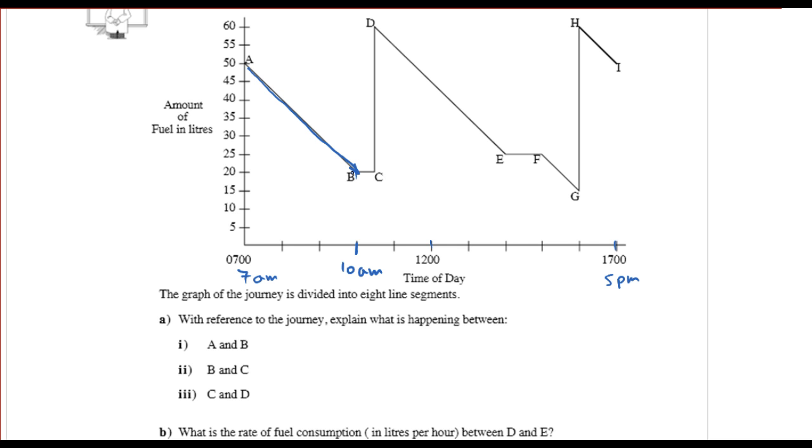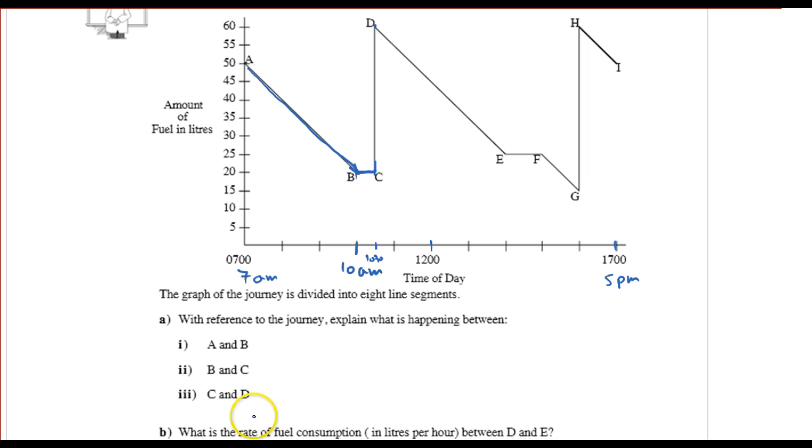And then from B to C, they're not losing any fuel, but time is still ticking. That looks like about half an hour there, 10:30. So for half an hour, they look like they stop. They stop somewhere, but when they leave again, it looks like their fuel is way up here, so they must have stopped at a gas station from B to C.